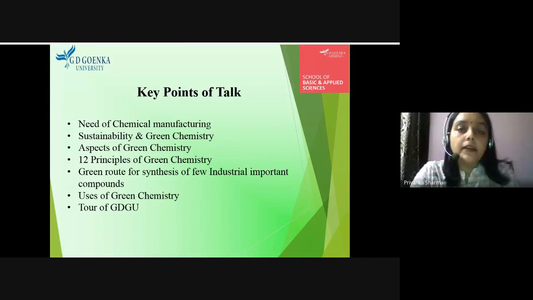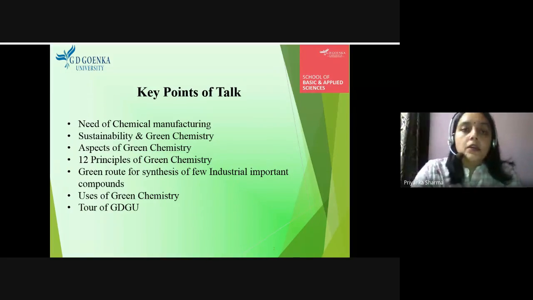The key points are: what is the need of chemical manufacturing, what is the need of sustainability and how it is related to green chemistry, then what are the various aspects and principles of green chemistry, that means what are the synthetic routes which we can design. Then we will talk about a few examples where we have applied green synthetic routes. Then we will discuss the uses of green chemistry. Then I'll take you through the tour of GDG.